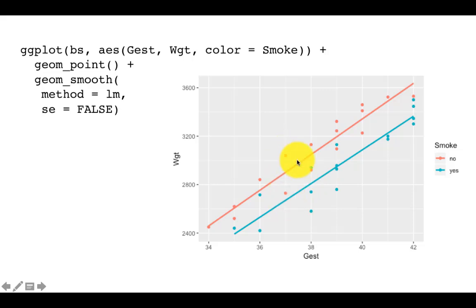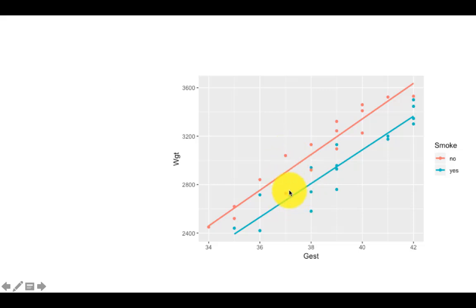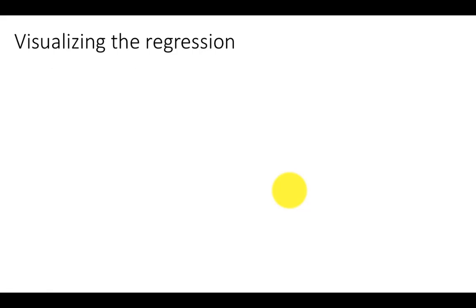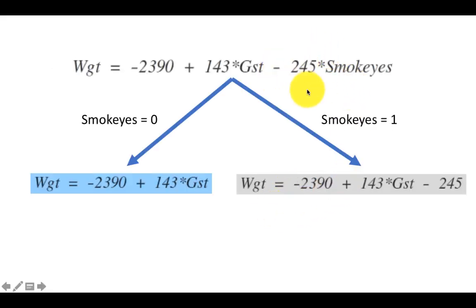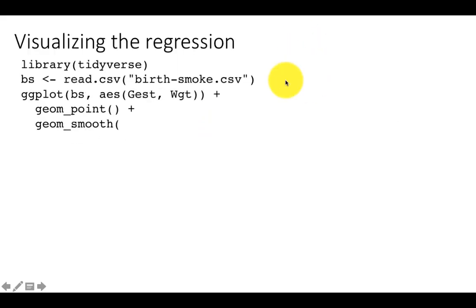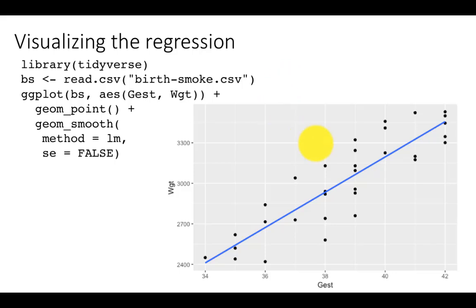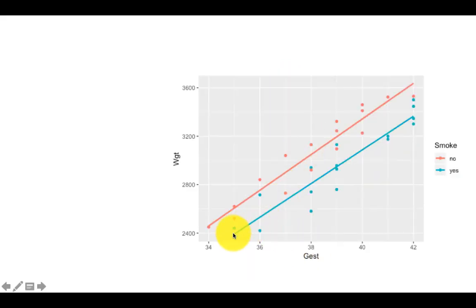So the distance between the two lines, of course, is the coefficient of smoke yes. The distance between the two lines is exactly 245 grams. So that's what you're seeing here. You look at this, it's about 2400 and that's about 2600. 245 grams is the constant distance between the two lines. So for a given gestation, if a person is a smoker, then it's minus 245. If the person is not a smoker, then the minus term doesn't come into play, and consequently the weight is higher.